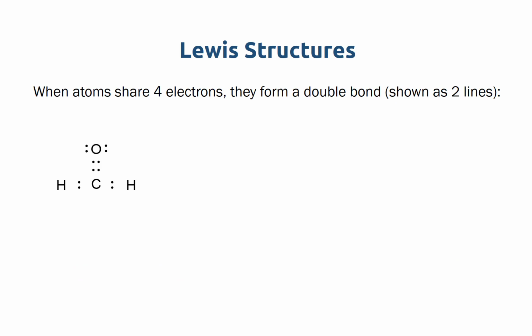Atoms can also share more than two electrons, and if they do, they can form different types of bonds. So if they share four electrons, like in this molecule here, they form a double bond. And this can be drawn as two lines between them. And once again, we can use our Lewis structure to predict what they're going to look like in 3 dimensions.